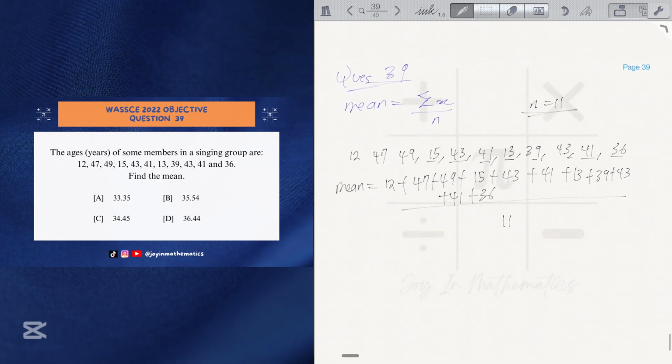The numerator is summed up to give 379 divided by 11, and we will have our mean to be equal to 34.45, which is equivalent to option C.